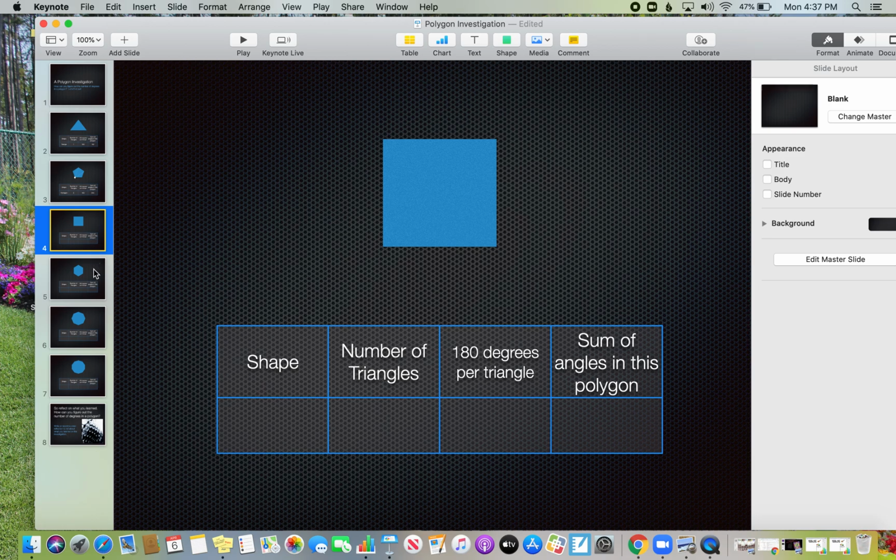So we have a square, a hexagon. I think you'll have to count up. I think this is an 8-sided shape. And then I believe this one is a 10-sided shape. So see what you find.